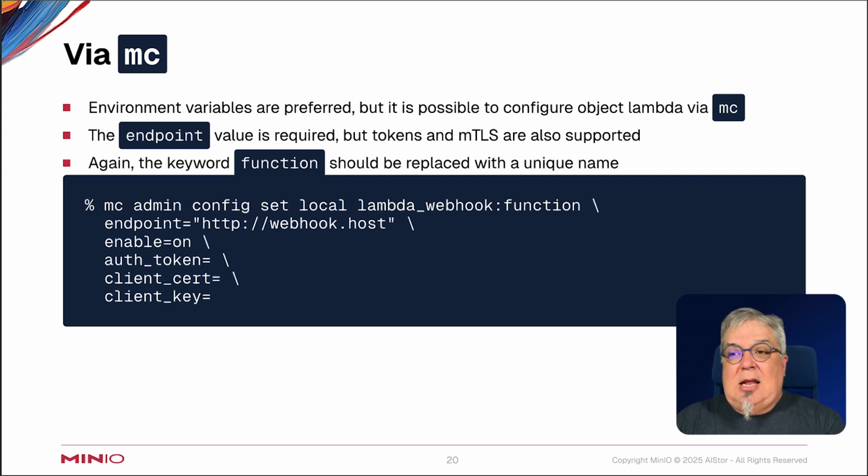So here's our mc admin config set local lambda_webhook colon name of your webhook. And then you're going to have your endpoint as usual. You're going to have enable. You can still do auth tokens. You can still do client certs, client keys. This can all be done through MC. Very, very handy. After you've actually stood this up, MinIO is going to ask you to do a restart. So you can do that with a mc admin service restart.